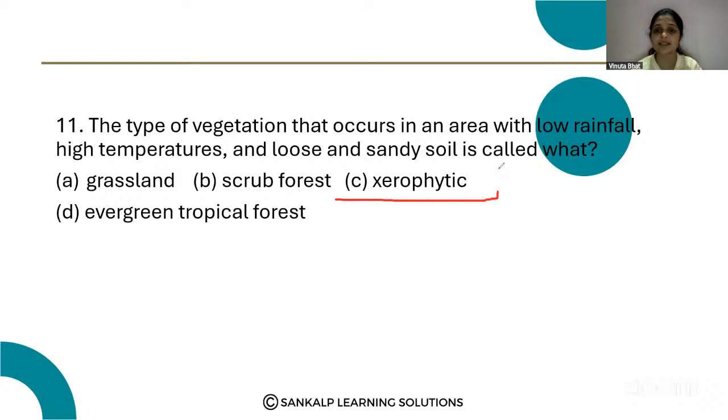But option C, the vegetation type that is called as xerophytic. So a plant that grows in desert conditions, that is called xerophytic vegetation. Option C is the correct answer.